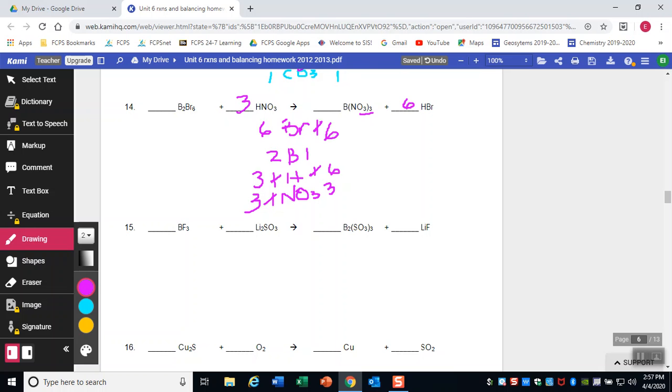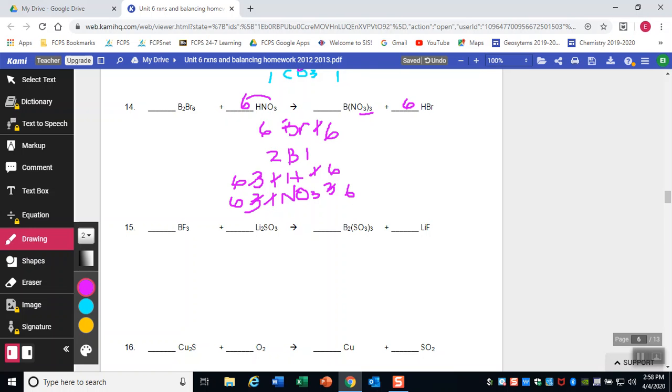All right. So that means I'm going to need 6 hydrogens over here, right? So if I have 6 hydrogens over here, then this would have to be a 6. So let me erase that 3 and make that a 6. So I have 6 hydrogens, 6 hydrogens, 6 hydrogens. But that means I have 6 nitrates, right? So I'm going to cross this out. I have 6 nitrates here. So I need to have 6 nitrates over here.